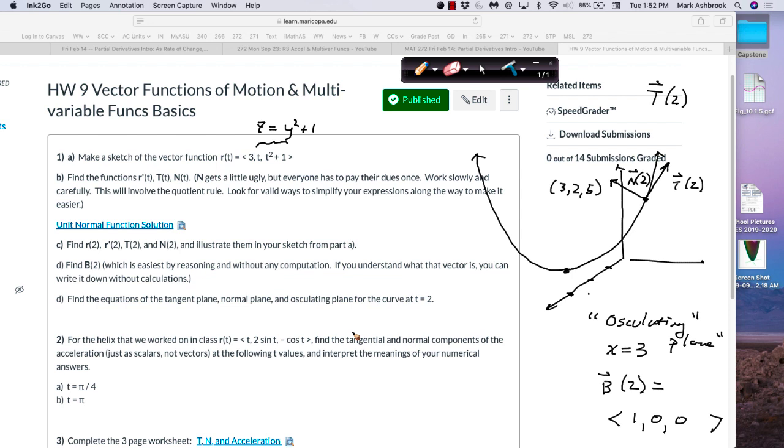At that moment, the B vector is orthogonal to that. So the curve is always in the plane x equals 3, and the B vector would be orthogonal to that, and as a unit vector, that would just be 1, 0, 0. Now, if you plug 2 into T, plug 2 into N, and do the cross product, you should get 1, 0, 0 algebraically, too. What questions on part 1 of the homework?